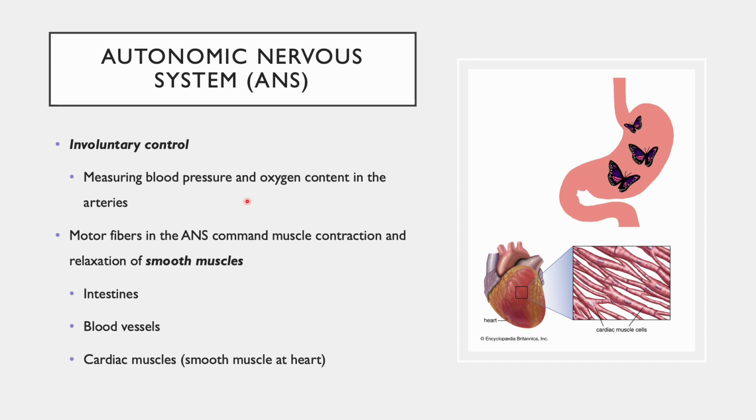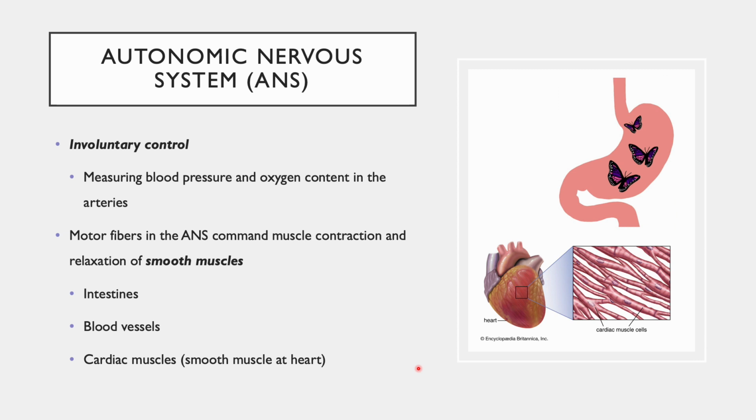It actually measures blood pressure and oxygen content in our arteries. And we have motor fibers from the autonomic nervous system that command muscle contraction and relaxation of our smooth muscles. For example, it can guide digestion in the intestines. It can help us regulate blood in the blood vessels and our cardiac muscles, such as the smooth muscle at the heart. Remember that when one speaks of an emotional reaction that is beyond voluntary control, like butterflies in your stomach, as shown here, it's usually mediated by the autonomic nervous system.